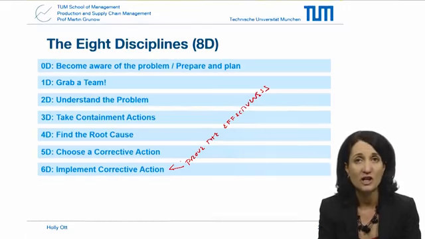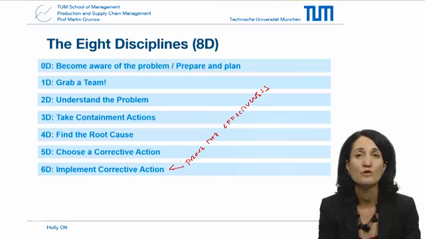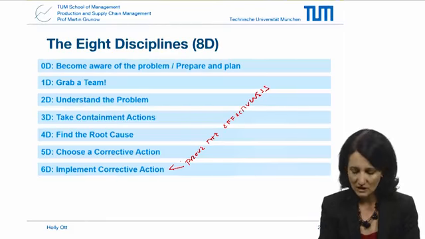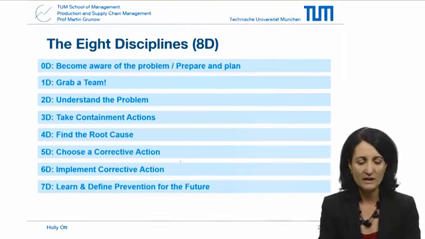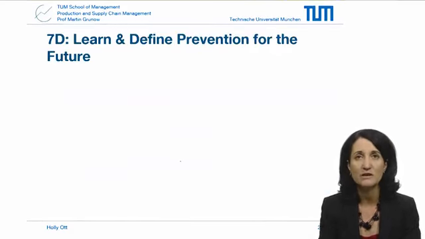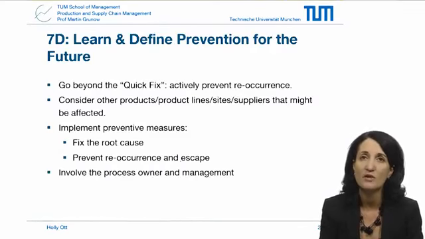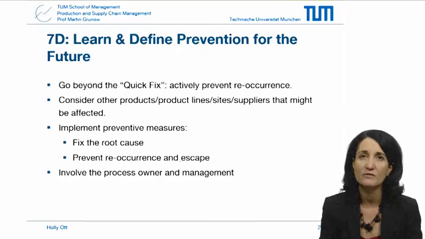You need to update any documentation then, for example, any work instructions or failure modes and effect analysis. Once you've done the corrective action verification, and then finally, learn and define prevention for the future. Often sort of overlooked at the end, but this is very important. You want to think beyond the problem, think beyond the quick fix, and actively prevent reoccurrence.